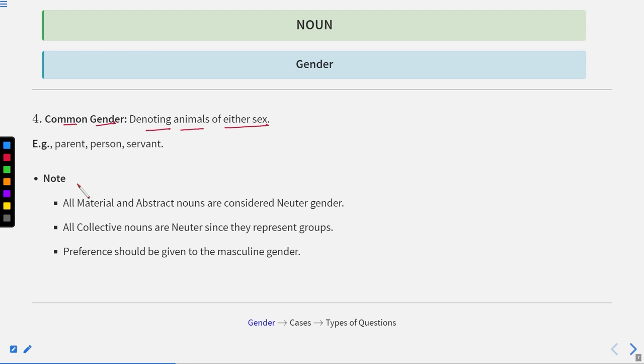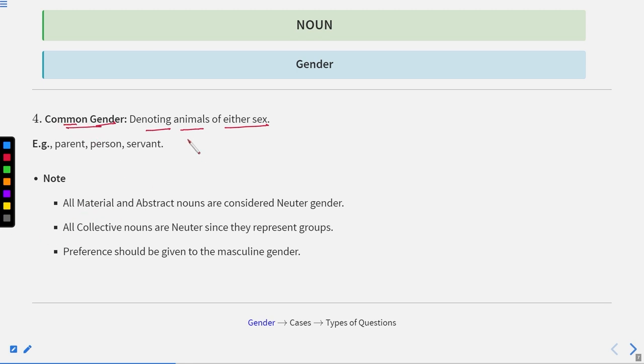Now, only by listening to this word parent, can you say who has come, mother or father, when you have not seen that particular person? No, you cannot say. Just because the person whom you are seeing is either mother or father, but you cannot decide merely by listening to that particular word parent who is he or who is she. So these types of nouns, where we cannot say whether we are talking about male or female, but they can be either of the two, are known as common gender.